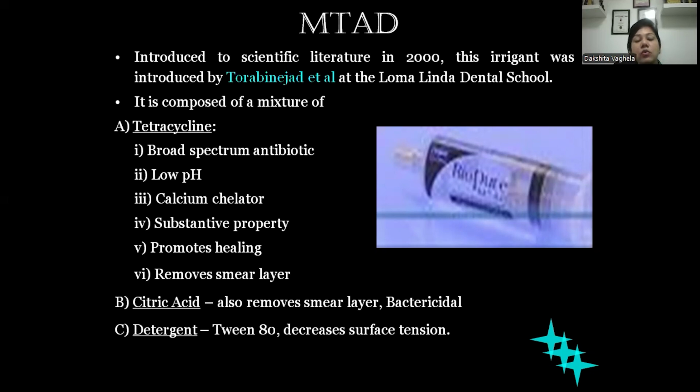Citric acid, as you know, will also remove the smear layer, plus it is bactericidal. Tetracycline is an antibiotic. It is a broad spectrum antibiotic and a calcium chelator. Plus, it has substantivity. So the substantivity, as I earlier mentioned, means that the release of the antibiotic will take place for some more days, not just on the day of application, but for at least some days up to 4 weeks, right?